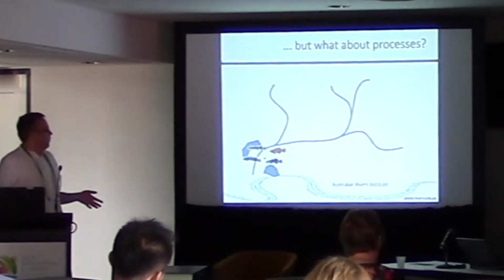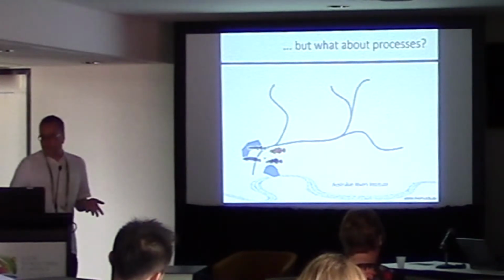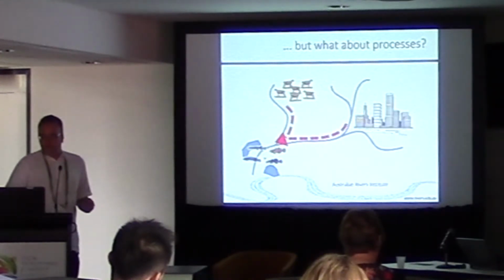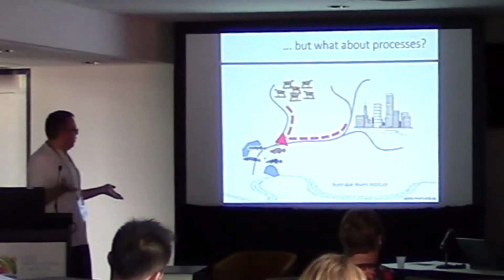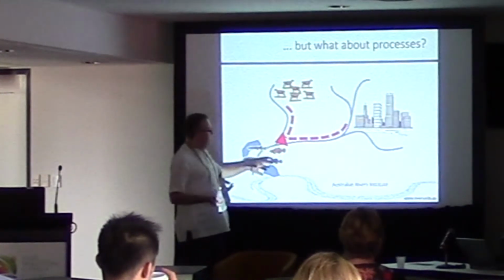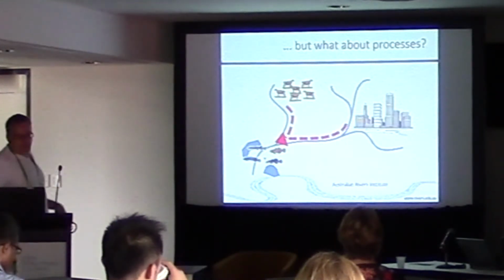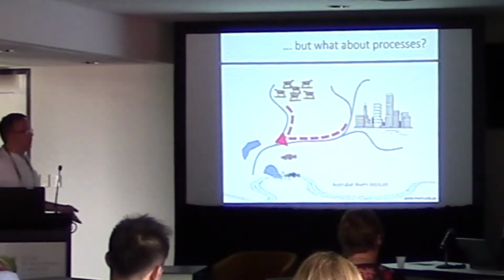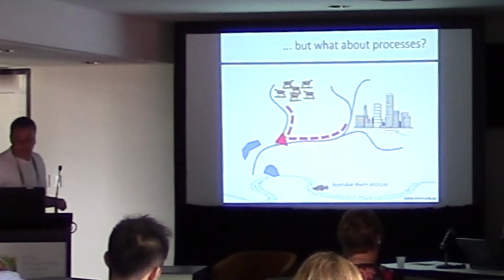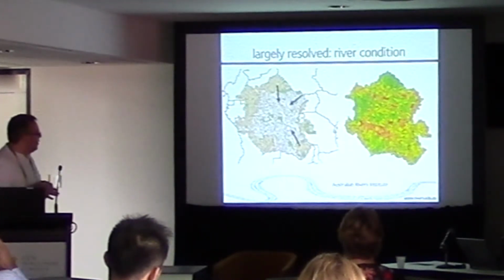What about other processes? What about disturbance? Obviously, you really have to know exactly where your protected areas should be in the landscape, because otherwise you place it exactly downstream of agricultural or urban impacts, and your fish will not be very happy. Again, I think that's largely resolved.